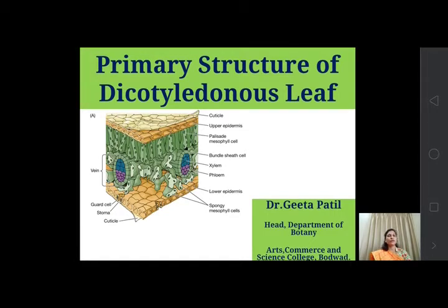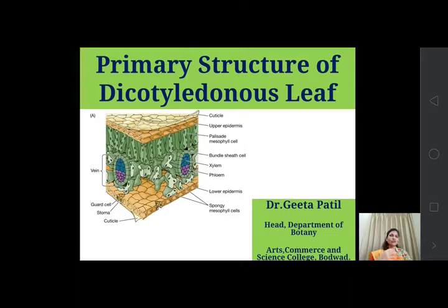Today we are going to study the primary structure of dicotyledonous leaf. Up till now we have seen the primary structure of dicotyledonous root and the stem. Now there is a somewhat difference in the structure of the leaf compared to the root and stem.